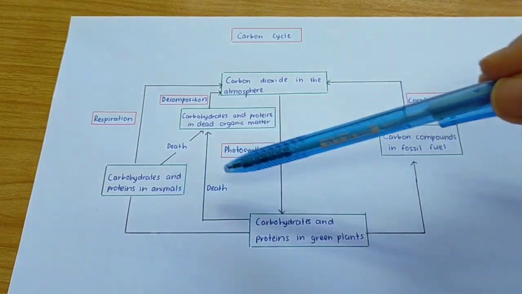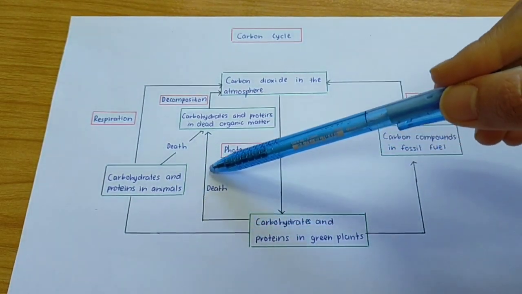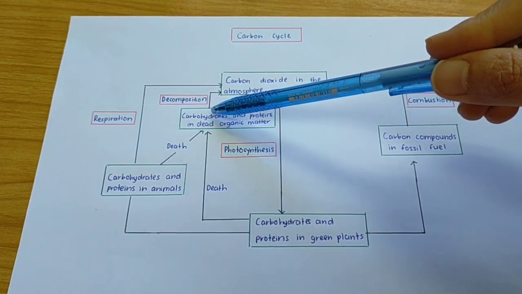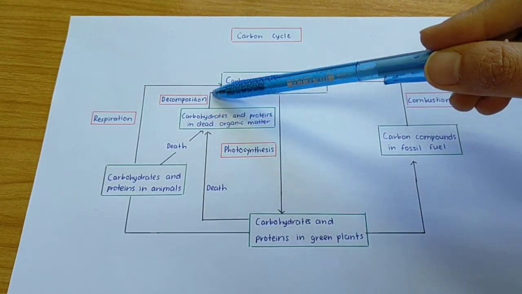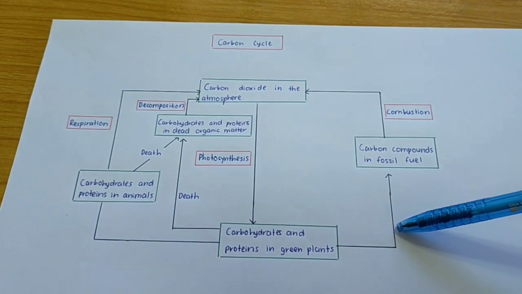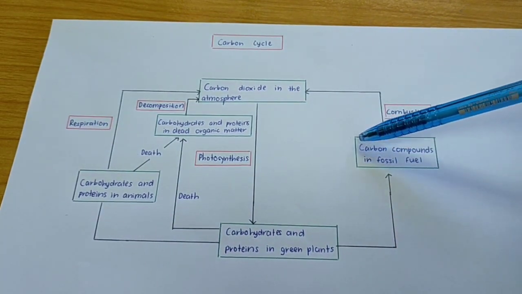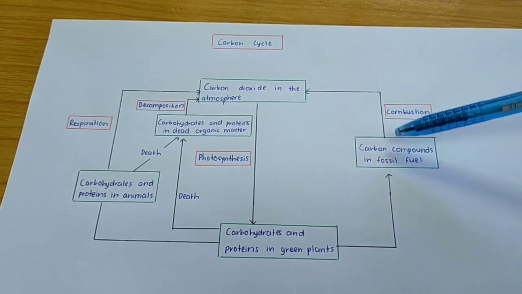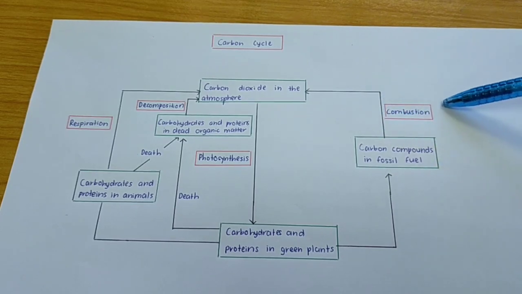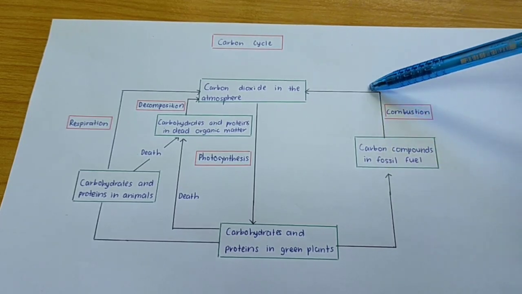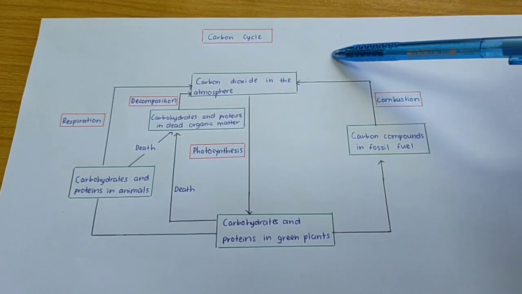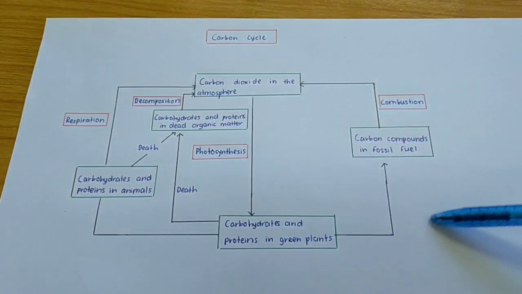Okay, so both animals and green plants will undergo decomposition by the decomposers. The process of decomposition can also release carbon dioxide into the atmosphere. Okay, one more: carbon compounds can also be found in fossil fuel. What happens to fossil fuel once the combustion process occurs is that it will release carbon dioxide into the atmosphere. So this is the overall process of the carbon cycle.